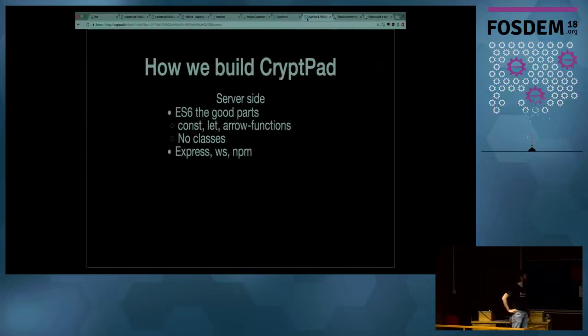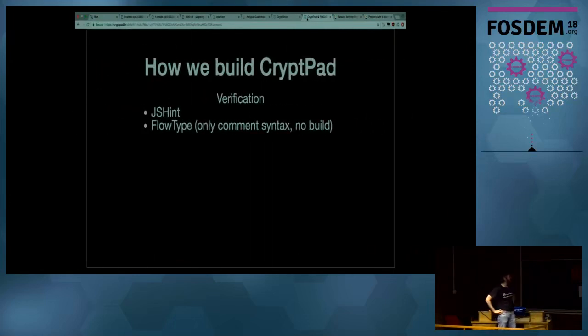So the server side, that's Node.js, about 3,000 lines of Node.js. So if anybody wants CryptPad in Python, just write it. Come on, it's 3,000 lines. We allow some const, some let, some arrow functions. We're not doing classes, no generators, none of the hairy stuff in ES whatever. We're using Express, WebSocket, NPM. We basically just threw together the server, but we could change it to anything else.